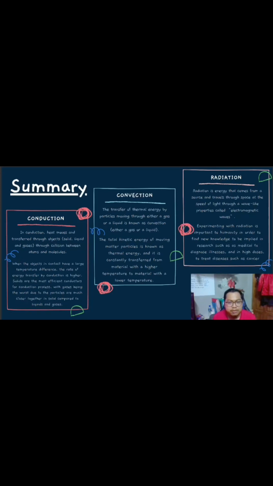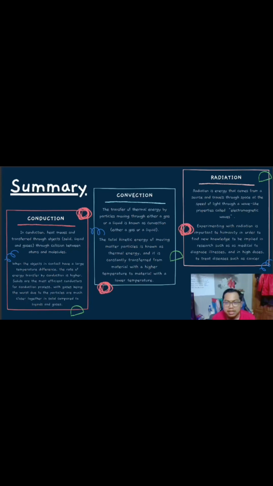In convection, we can learn that the transfer of thermal energy by particles moving through either a gas or a liquid is known as convection, and the total kinetic energy of moving matter particles is known as thermal energy, and it is constantly transferred from material with a higher temperature to material with a lower temperature.